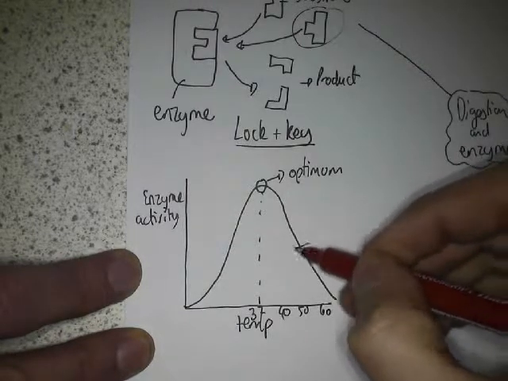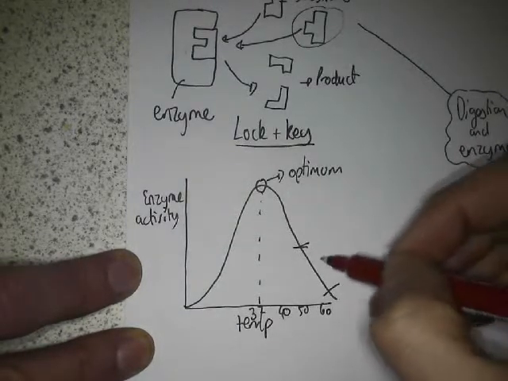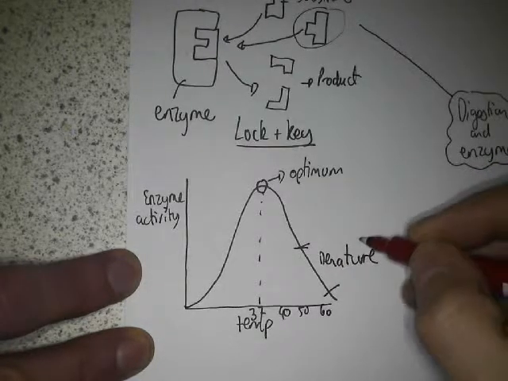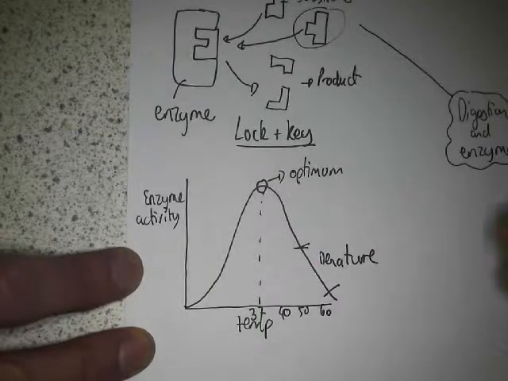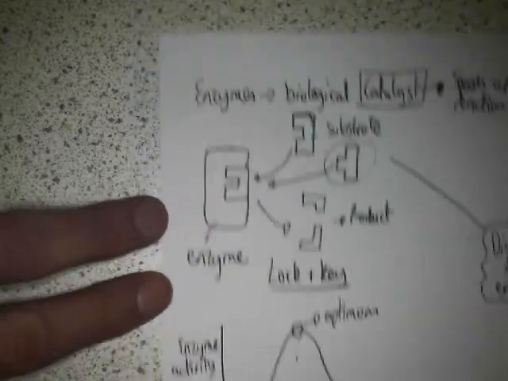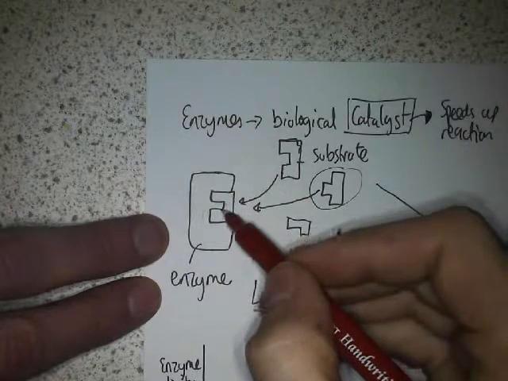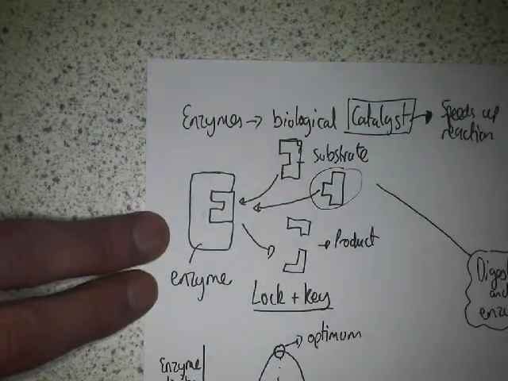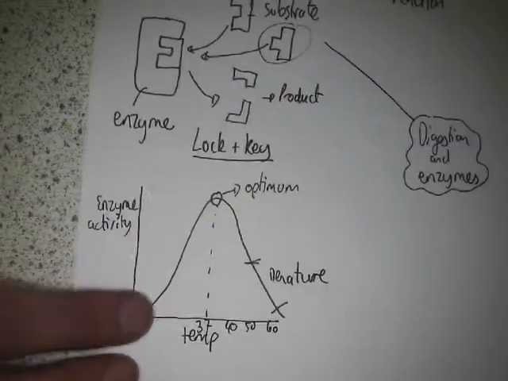This is because the enzyme will denature. And what that actually means is it will change shape. The active site will change shape. So this bit will just change shape. So the substrate can't fit in anymore, hence not work.